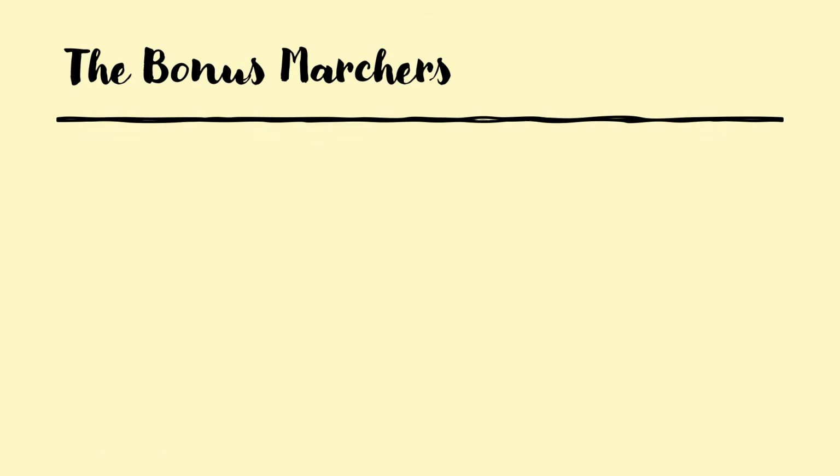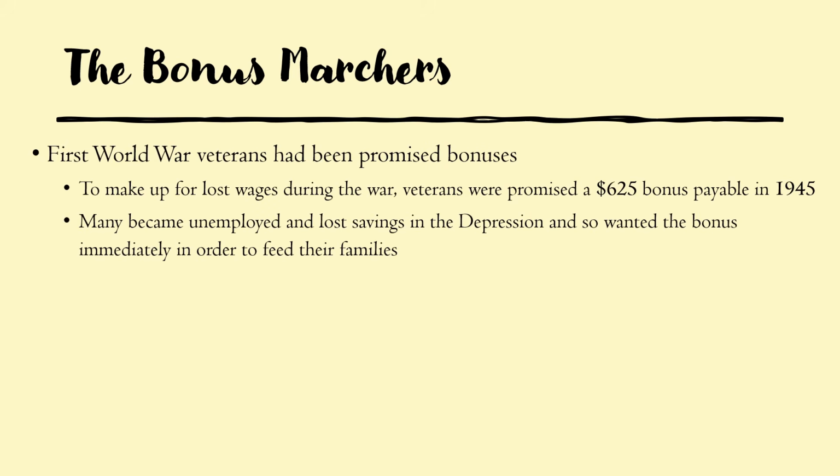The final thing to look at then is the bonus marches. So what were they? These were First World War veterans who had been promised bonuses. So these were people who had fought in the First World War, and the American government had promised them, because they'd been away during the war and they hadn't been able to work and they didn't get wages for that, the government promised $625 worth of money as a bonus, which they were going to give to these veterans in 1945.